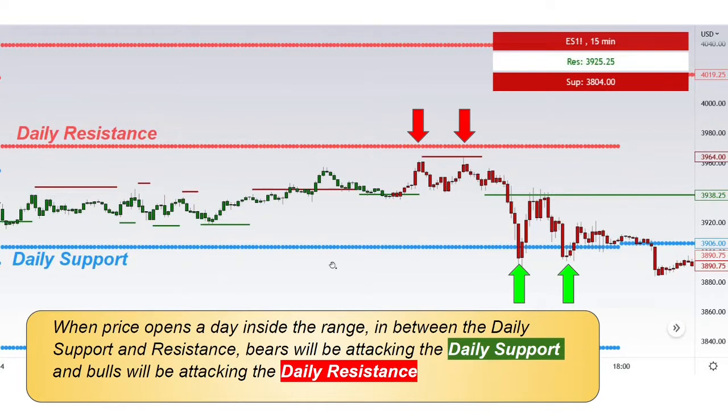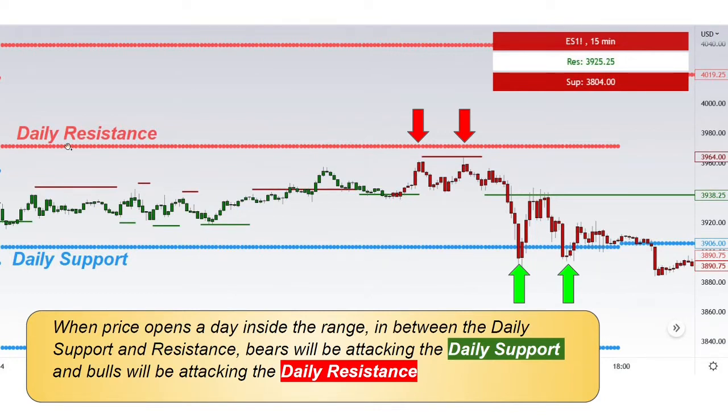You can see that price opened the day inside the range between the daily resistance and daily support, and it kept moving sideways until it almost tested the daily resistance. Because bulls failed to break over the resistance, bears stepped in and pushed price down. And this is a great example of that never-ending war between bulls and bears.